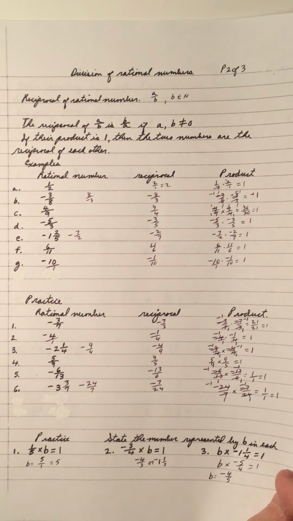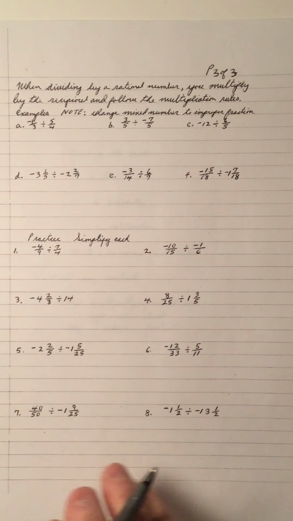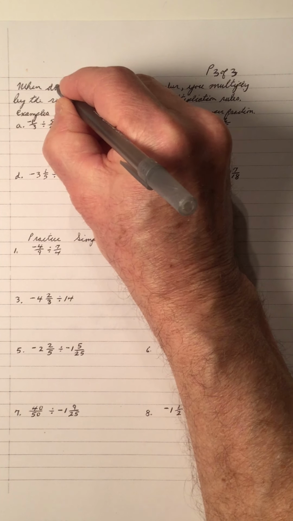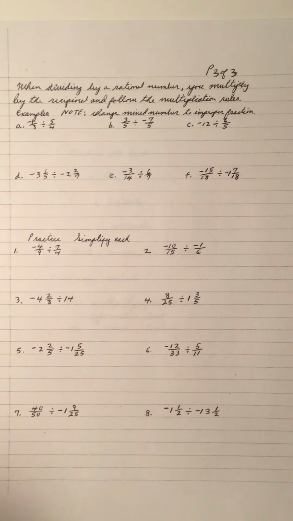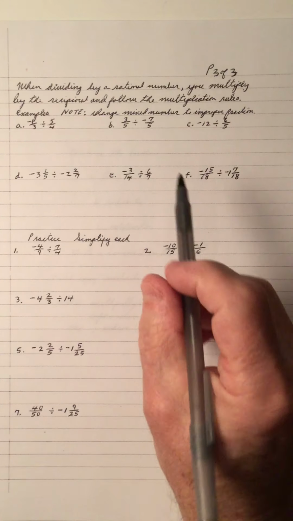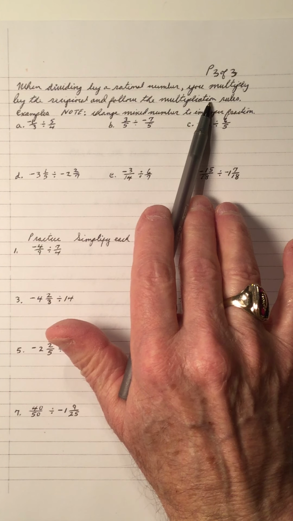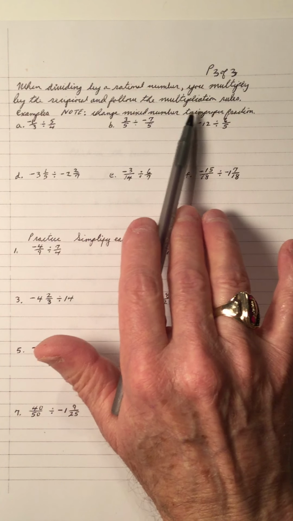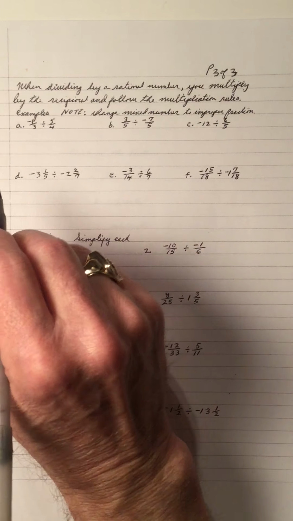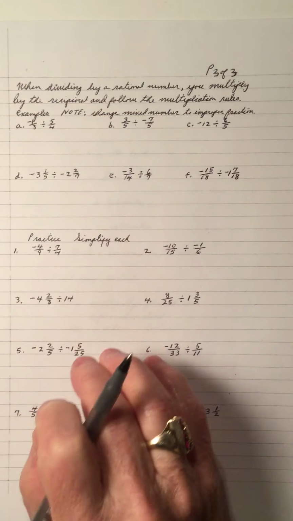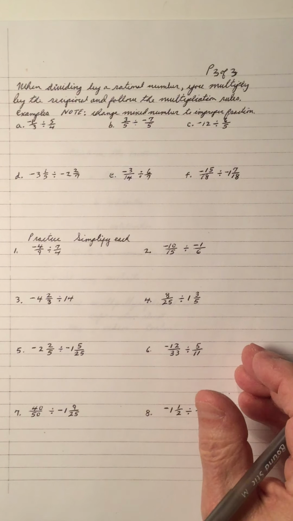Now that we practiced working out a reciprocal, let's practice some division of rational numbers or division of fractions. The only difference, I did a section on fractions before in a video on division, but they were all positive. Now I have negative numbers. That's why we call them rational numbers. When dividing by a rational number, you multiply by the reciprocal and follow the multiplication rules. Note, we always change a mixed numeral to an improper fraction. So here we go. I'll work out these, or you can pause and work out all these, and then play it back to see if you're right.